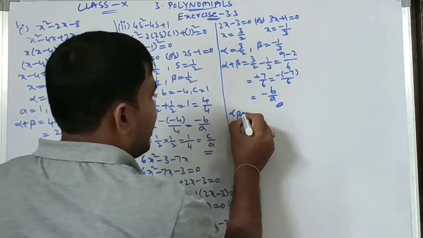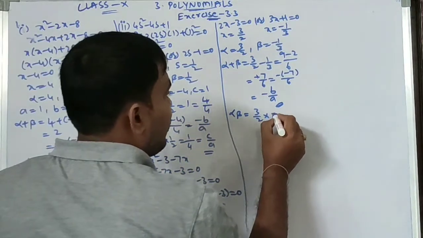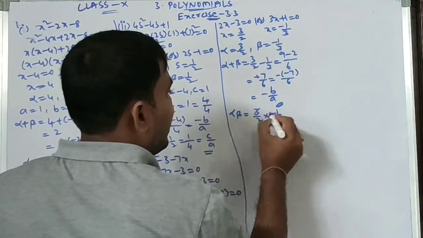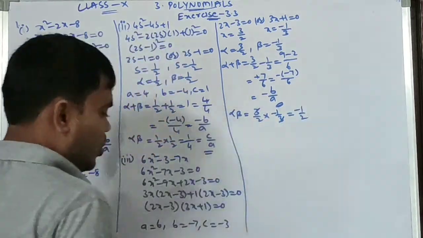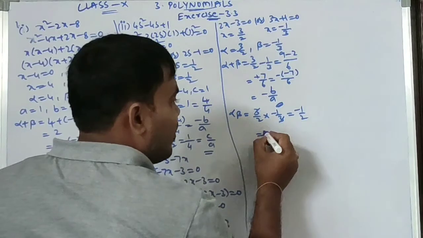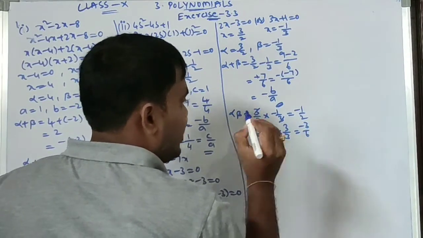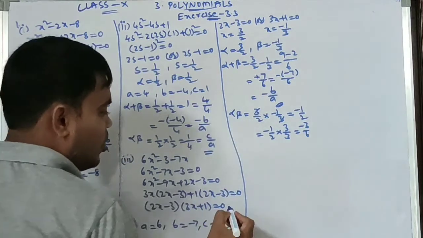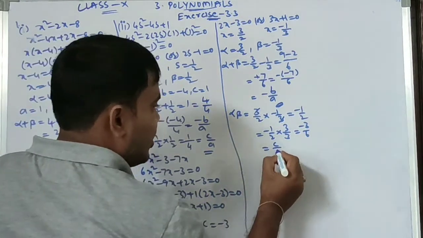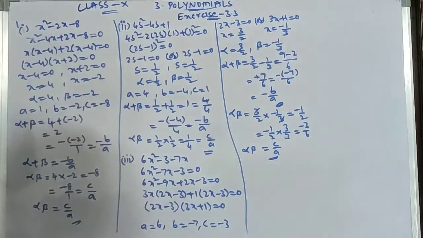Next, alpha beta. Alpha into beta: 3 by 2 into minus 1 by 3. 3 and 3 cancel, minus 1 by 2. We need to write in these terms: minus 1 by 2 into 3 by 3 equal to minus 3 by 6. So minus 3 equal to C, 6 equal to A. Alpha beta equal to C by A. So it is also proved.